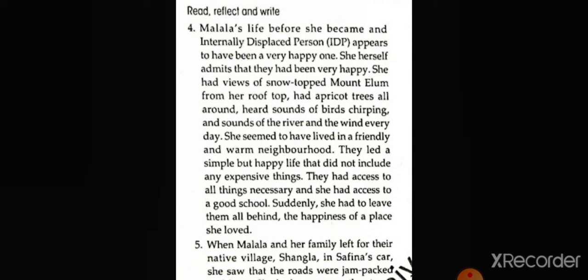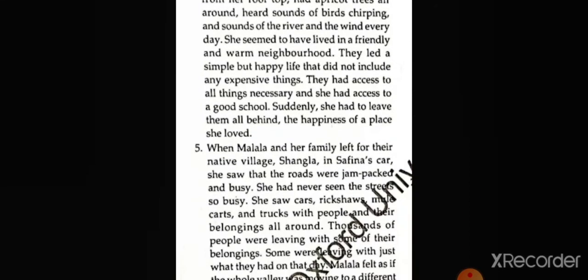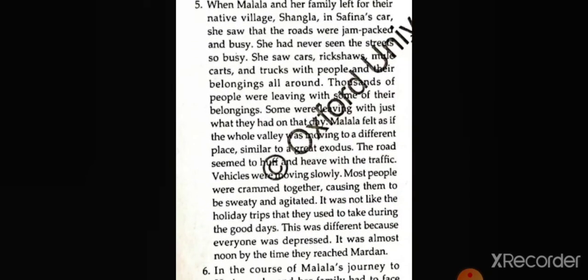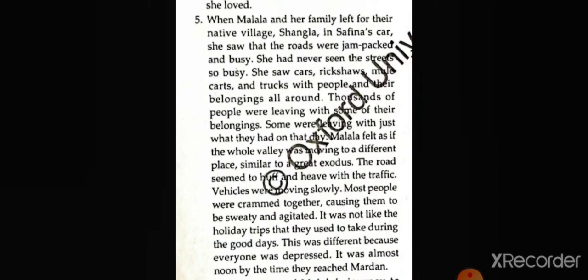Question number 5. Describe the sights and sounds that Malala noticed on the journey from home to Mardan. So when Malala and her family left for their native village Shangla in Safina's car, she saw that roads were jam-packed and busy. She had never seen the streets so busy. She saw cars, rickshaws, mule carts and trucks with people and their belongings all around. Thousands of people were leaving with some of their belongings. Some were leaving with just what they had on that day.